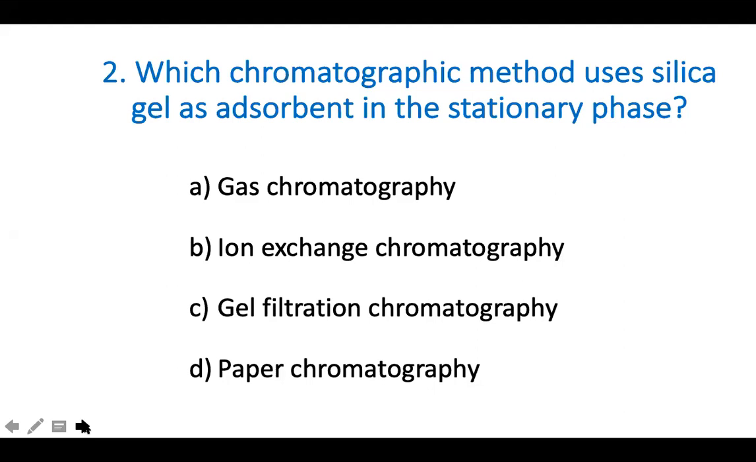I repeat, which chromatographic method uses silica gel as adsorbent in the stationary phase? A, gas chromatography. B, ion exchange chromatography. C, gel filtration chromatography. And D, paper chromatography. I am moving to question three.